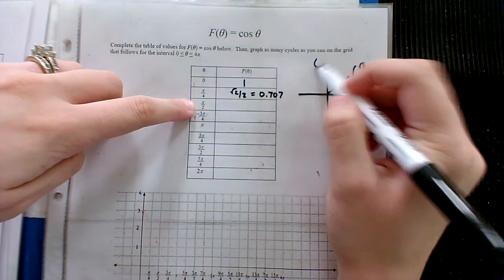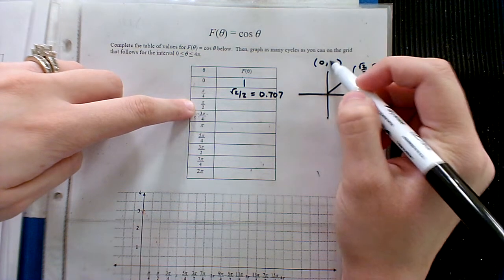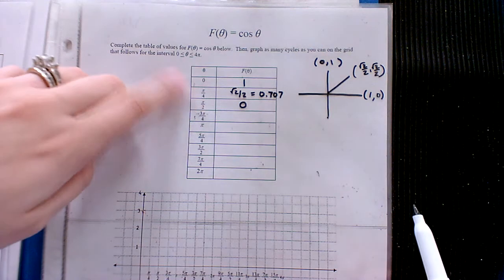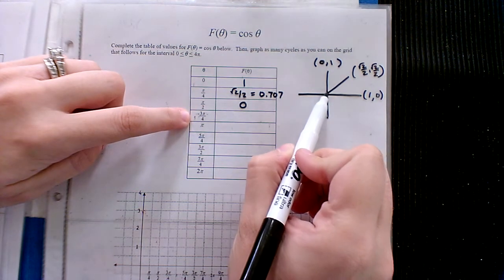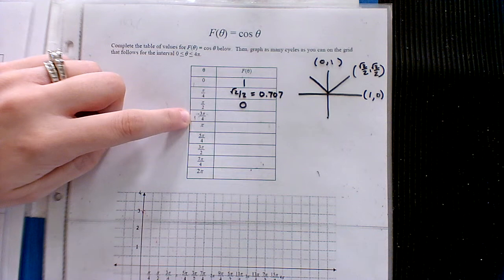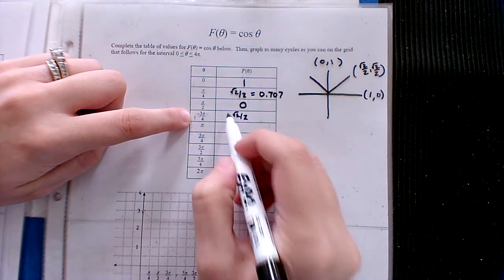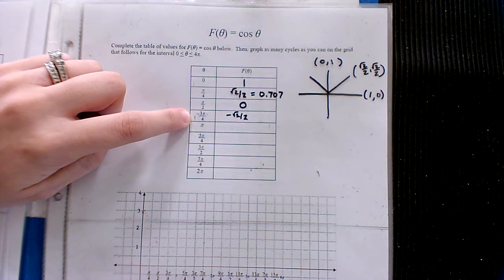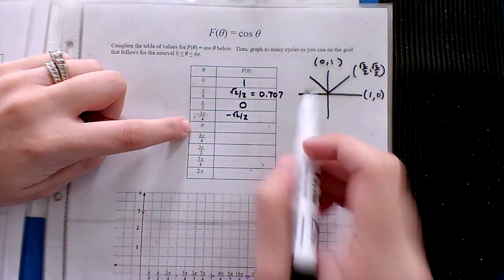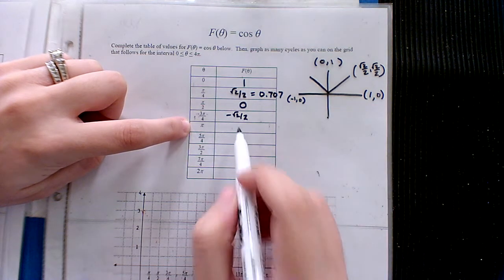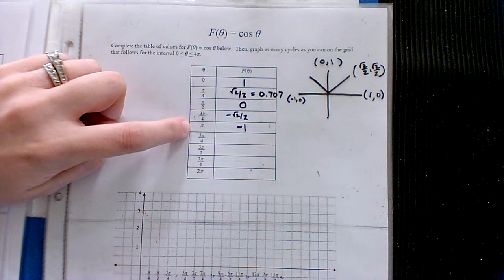All right, pi over 2, it's at the very top. Ordered pair is 0, 1. So x value is 0. 3 pi over 4 is in the middle of the second quadrant. So what would our x value be there? All right, and since we're in the second quadrant, positive or negative? It'd be negative. Good. All right, pi is the very left point. Ordered pair, negative 1, 0. So x is negative 1.